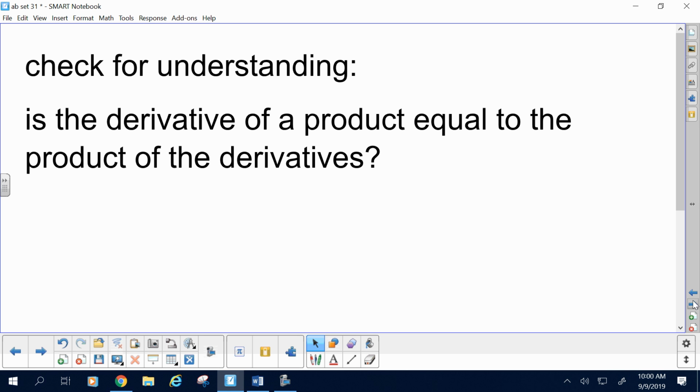Is the derivative of a product equal to the product of the derivatives? No. No. No. That's no. First times the derivative of the second. Plus second times the derivative of the first.